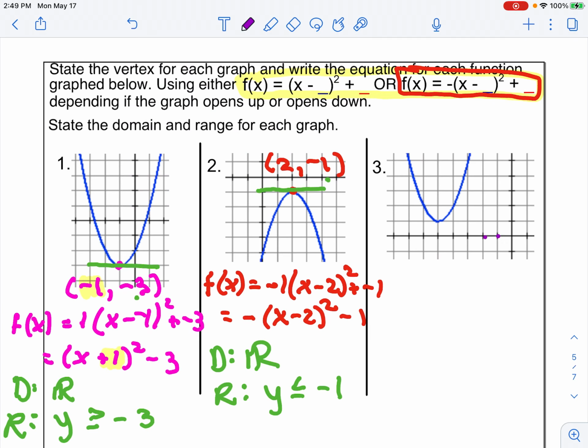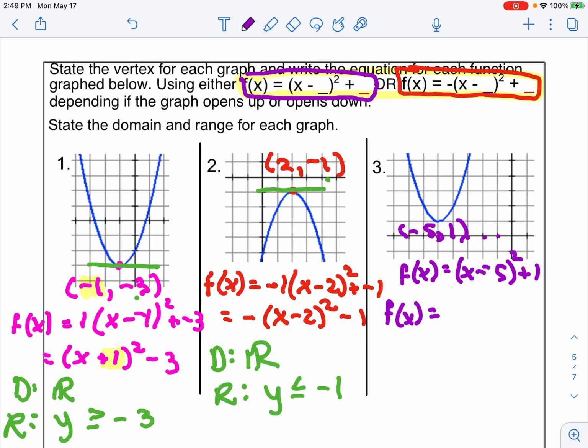All right, so over here we have 1, 2, 3, 4, 5. We have the vertex is -5, 1. And so now this is a positive, it opens up, so we're going to use this equation right here. So f of x equals x minus a -5 squared plus 1. And again, fixing those signs, you would have x plus 5 squared plus 1.